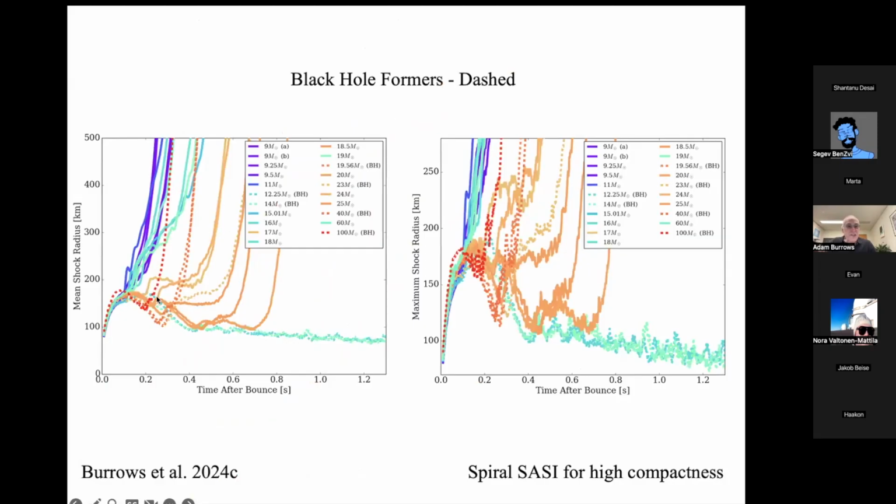Okay, so these are just those same trajectories where some of these black hole formers, the shock stalls, and these are the dashed curves, and then they explode. Stalls, and they explode. These are fairly high compactness models.